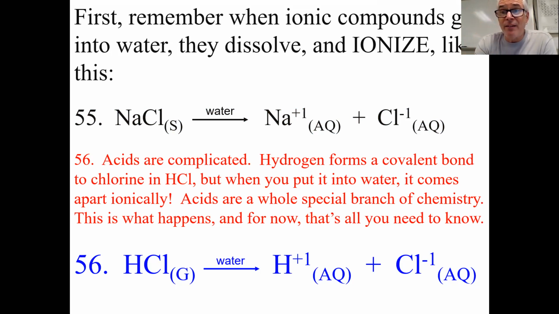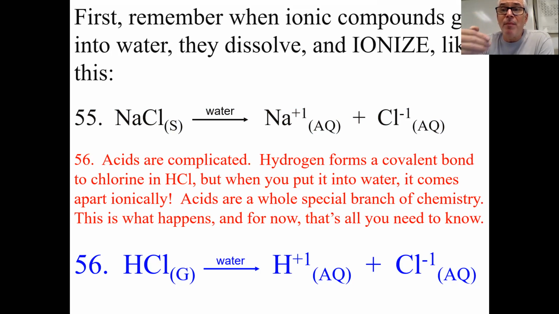Now, this is weird. There's a whole separate branch. Hydrogen, you know why hydrogen's not attached to the periodic table right here? Because it's freaking weird. Hydrogen and chlorine bond and make a molecule. There's no ions. Hydrogen's not a metal, chlorine's not a metal. But when you put them into water, hydrogen compounds will often ionize like this and they become acids. Acids are weird. And this is an acid.